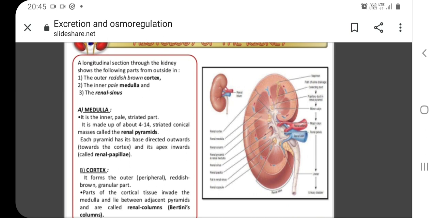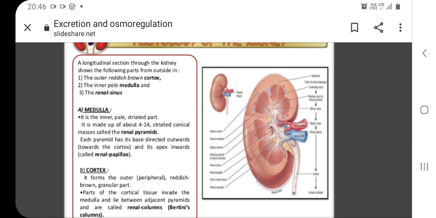Medulla, as I have already told you, contains multiple pyramids. The spaces between these pyramids are called the renal column, through which the blood vessels pass. On an average, there are about 8 renal pyramids in each kidney.